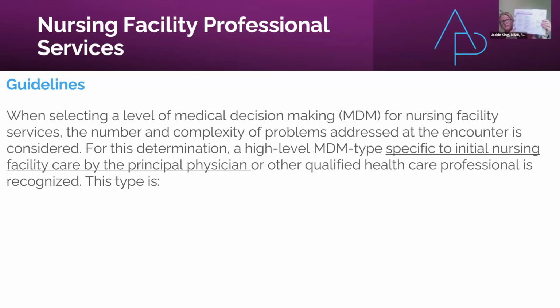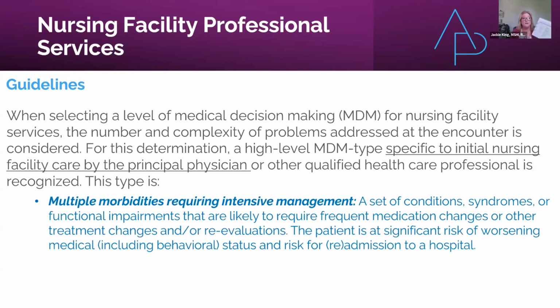So if you're looking at mine, you see there's a big space down here. When you are doing an initial nursing facility E&M only, you can add this in a different color, multiple morbidities requiring intensive management. This is a set of conditions or syndromes or functional impairments that are likely to require frequent medication changes or other treatment changes or reevaluations. The patient is at significant risk of worsening medical, and that includes behavioral status, and at risk for admission or readmission to a hospital. That's why they're in your swing bed. That's why they can't have this at home or at an outpatient.